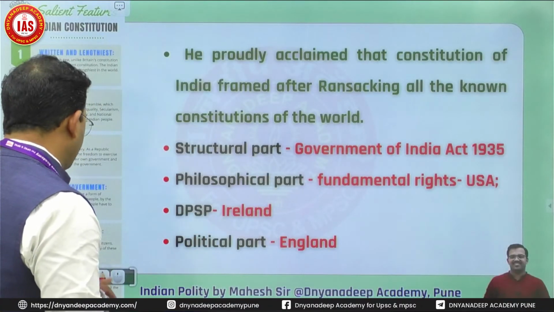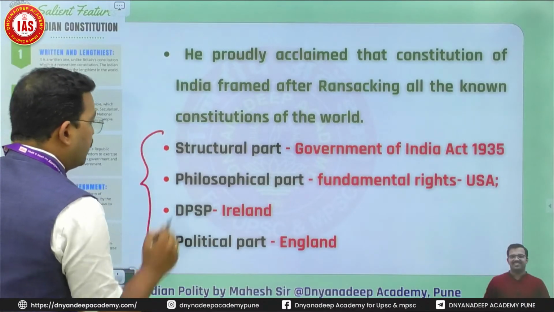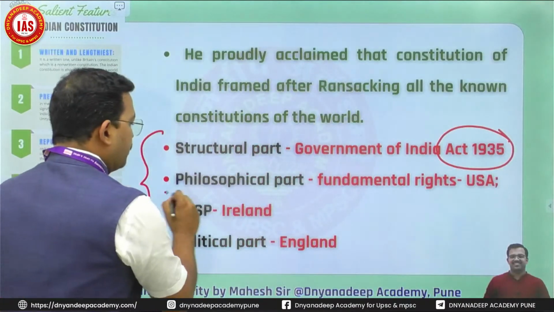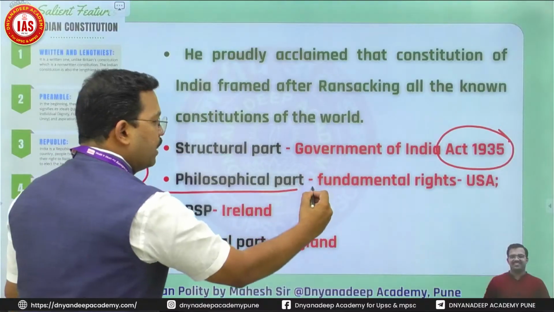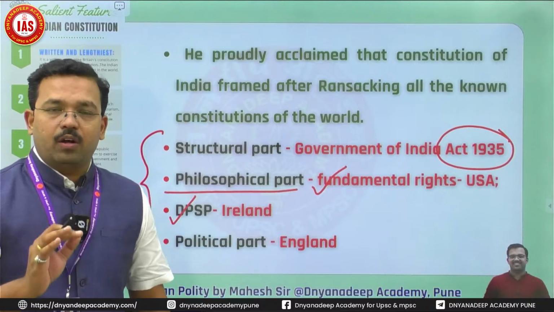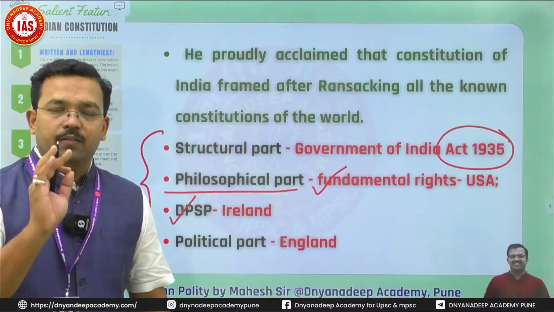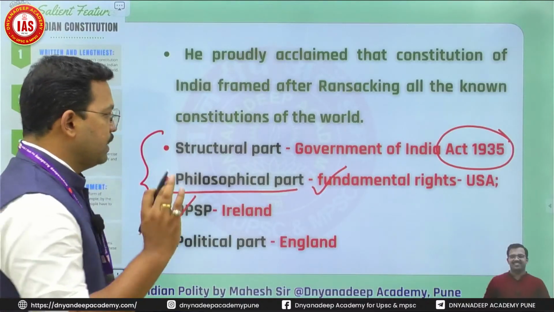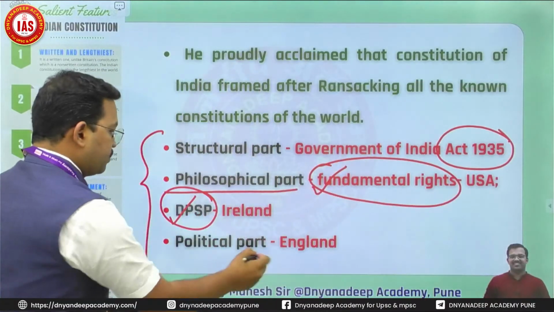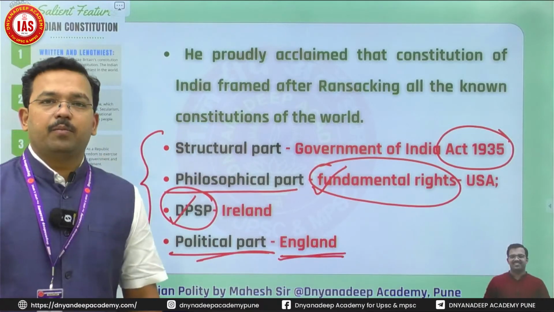Then here the most important point, which is very important for your prelims: we have taken the structural part from the Government of India Act of 1935. The philosophical part has been taken from Fundamental Rights of USA and DPSP of Ireland. So remember, whenever there is a question on the philosophical part of the Indian Constitution, it is in DPSP and Fundamental Rights. The political part has been taken from England. So these three things are very, very important.